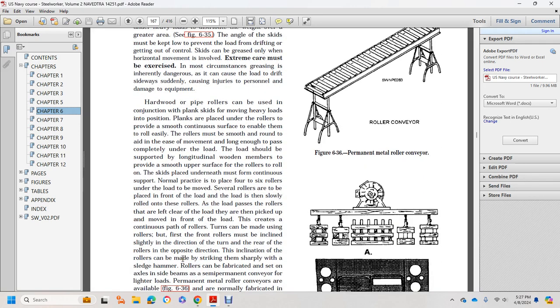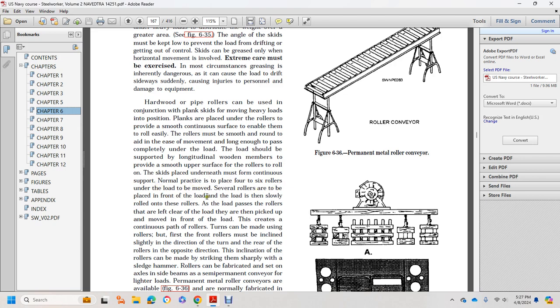Hardwood and pipe rollers can be used in conjunction with the planks to move the heaviest loads. Planks are replaced with rollers to provide a smooth, continuous surface that enables the load to roll easily. Rollers must be smooth, round, and long enough to pass completely under the load. The load should be supported with a longitudinal wooden member to provide a smooth upper surface for the rollers to roll on. Skids placed underneath must form a continuous support. Normal practice is 4 to 6 rollers under the load to be moved.